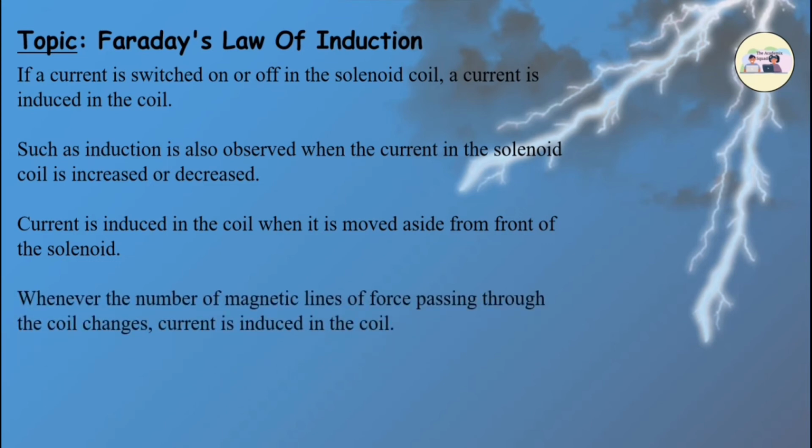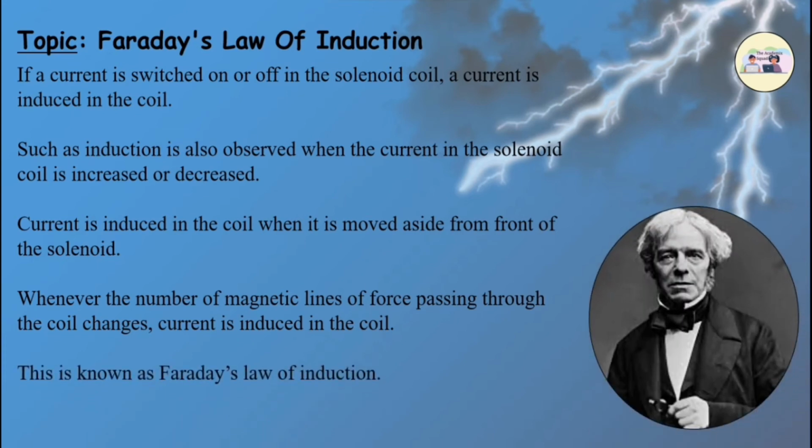Whenever the number of magnetic lines of force passing through the coil changes, current is induced in the coil. This is known as Faraday's law of induction. The current produced in the coil is called the induced current.